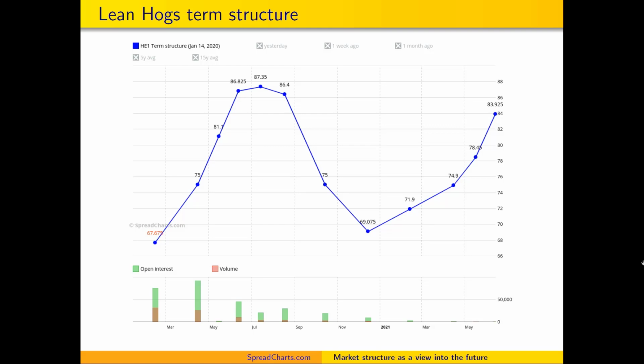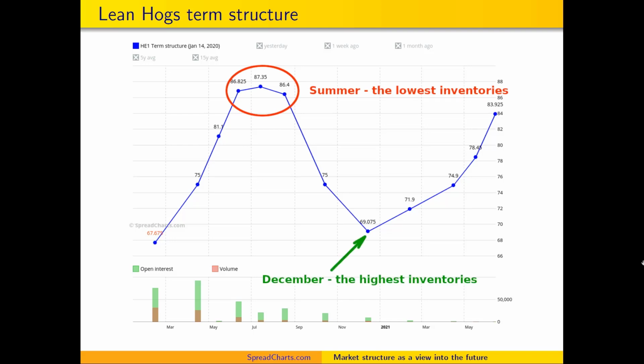Summer contracts are usually the most expensive. Hence, the inventories must be low in this period. On the contrary, the December contract is the cheapest one. The inventories must be high at the end of the year, which pushes the price down. Is this just a coincidence? Of course not. The slaughters reach the peak just before winter, which brings a lot of supply to the market. In fact, this is a similar effect to harvest in grains. Instead of crop seasons, we talk about slaughter seasons here.